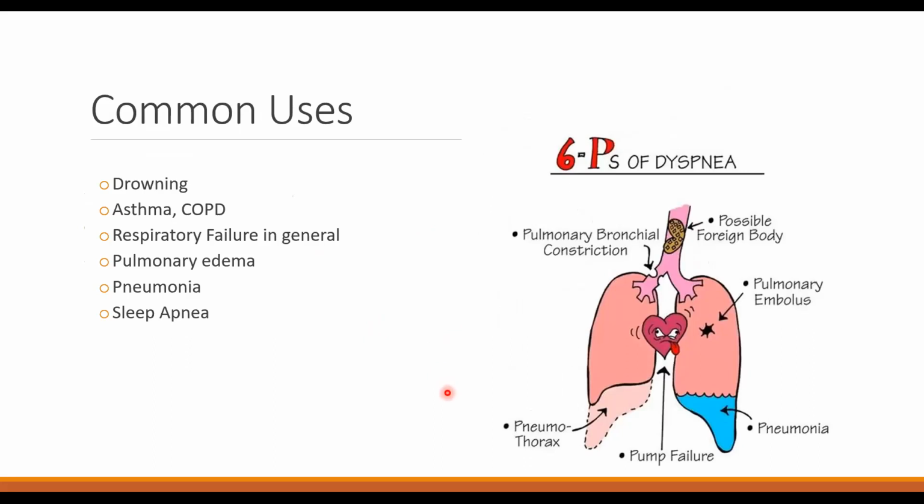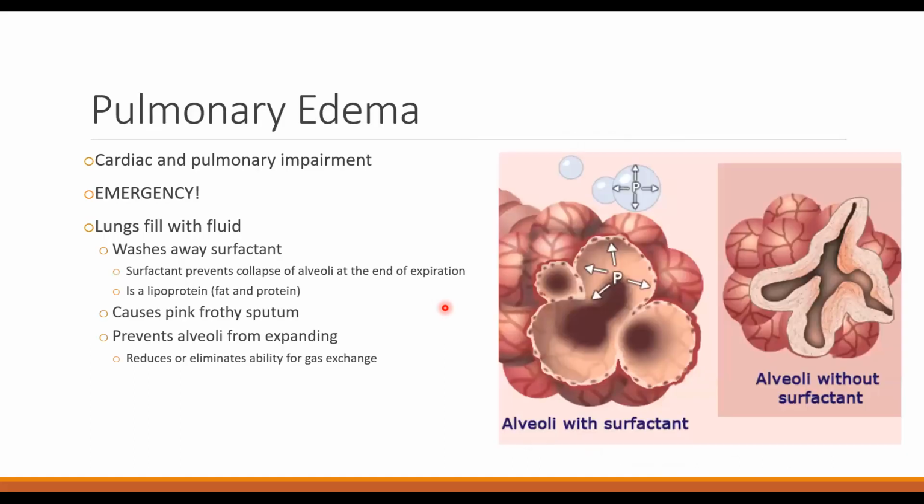Common uses, so the 6 P's of dyspnea. We will use this for drowning. It could be from like water in there. You can see water in the lungs. It could be from asthma or COPD, respiratory failure in general. They're not able to breathe on their own. Pulmonary edema, pneumonia, and sleep apnea. It doesn't even have to be an emergency thing. It could be something chronic like sleep apnea.